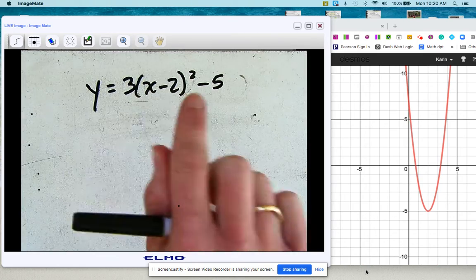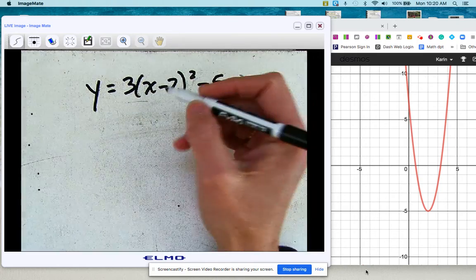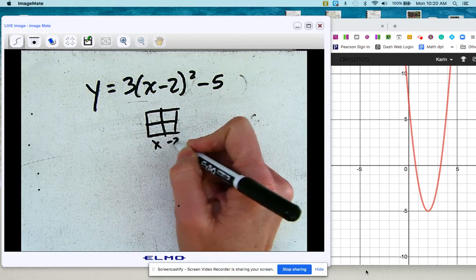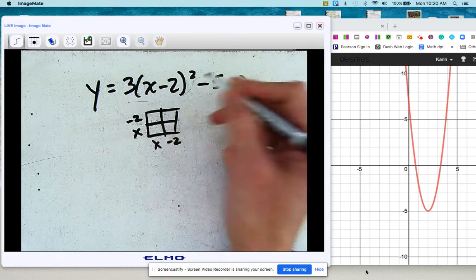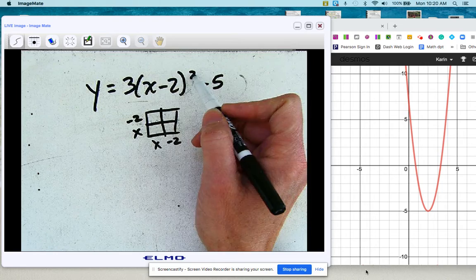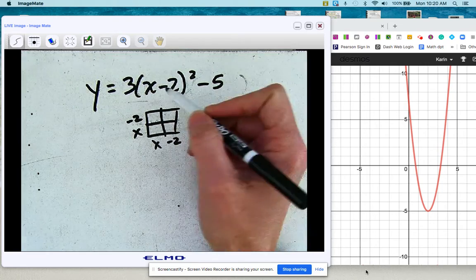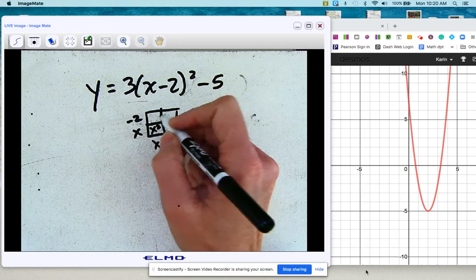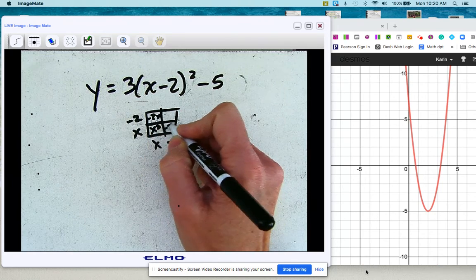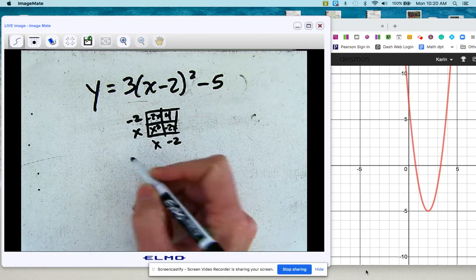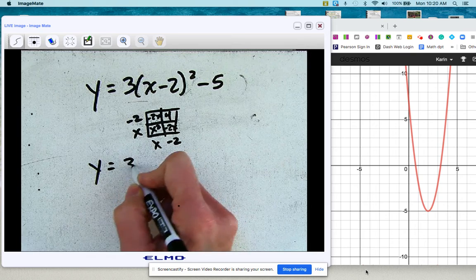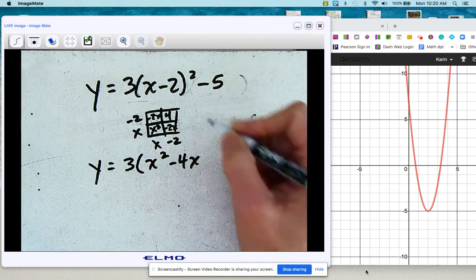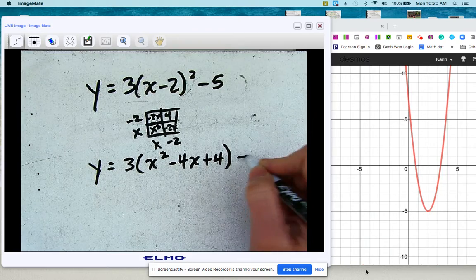So I'm going to square that x minus 2. I'm going to multiply x minus 2 times x minus 2. That's what it means when you square something. Remember, we cannot just square both of those terms because of that subtraction sign. So I need a generic rectangle. I get x squared minus 2x minus 2x and then plus 4. So this is y equals 3 times x squared minus 4x plus 4, minus 5.